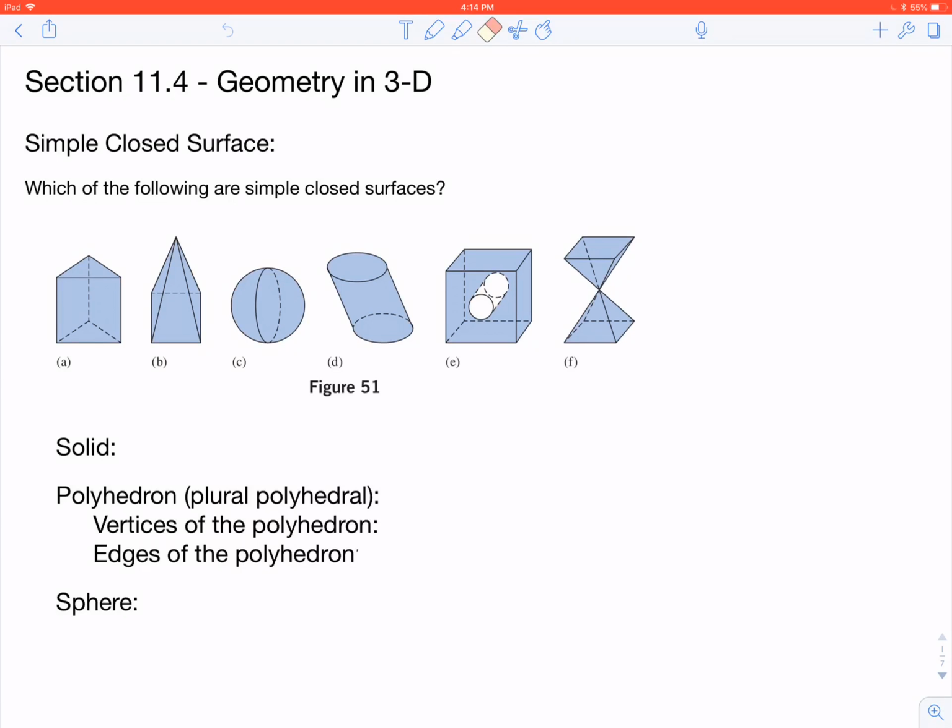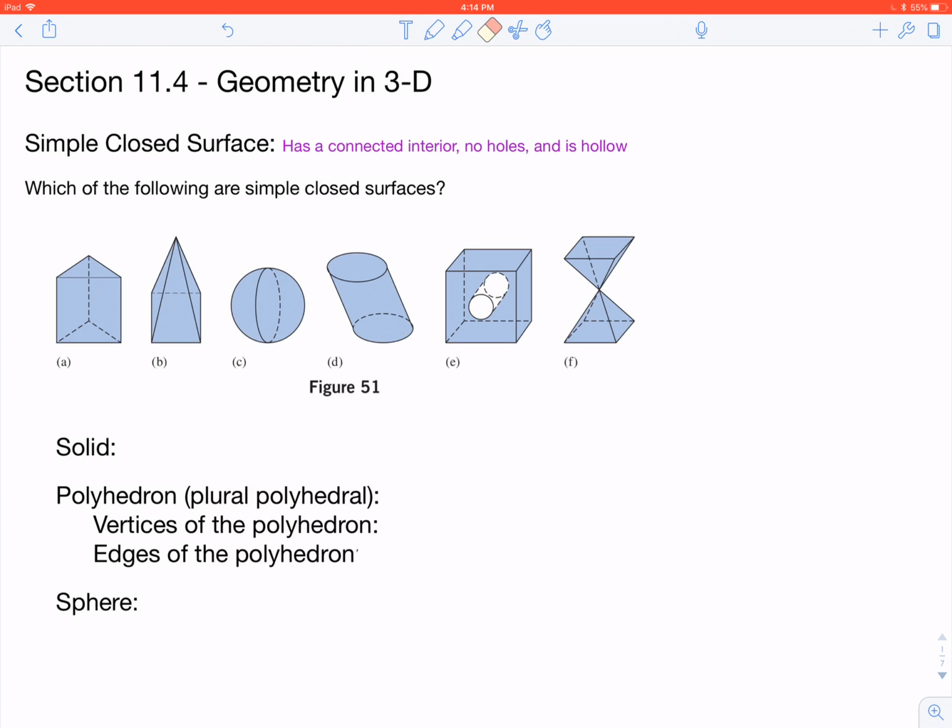Hey folks, so here is the terminology for section 11.4. Let's start out with simple closed surface. It's going to have a connected interior, there's no holes, and it is completely hollow.